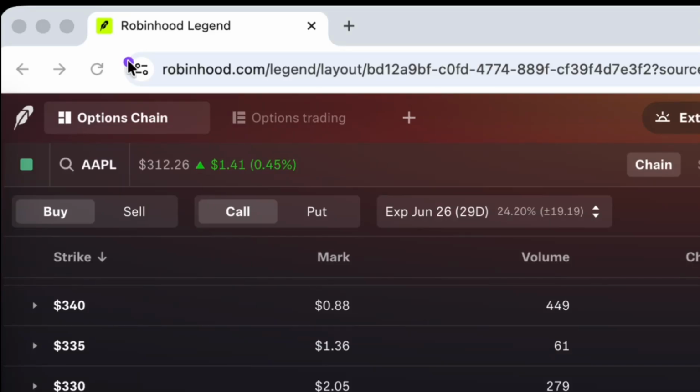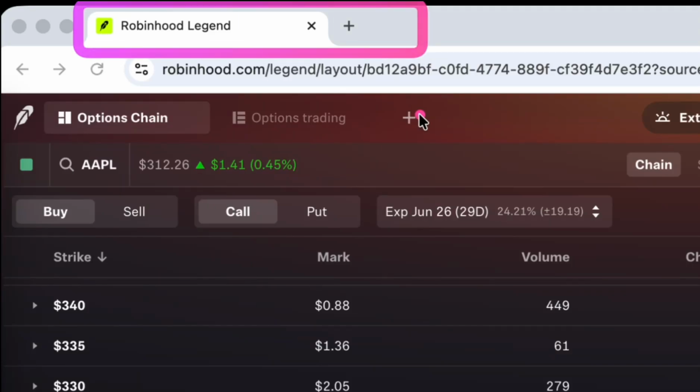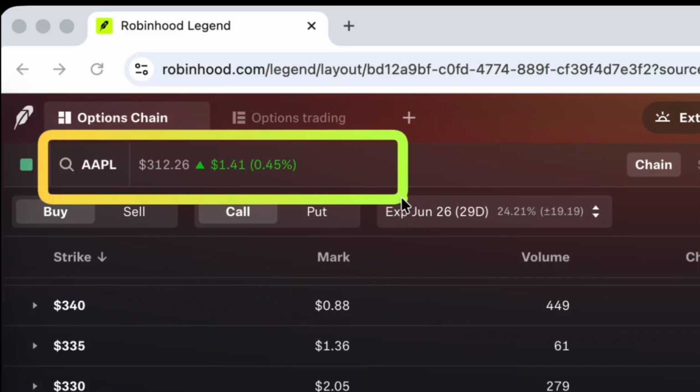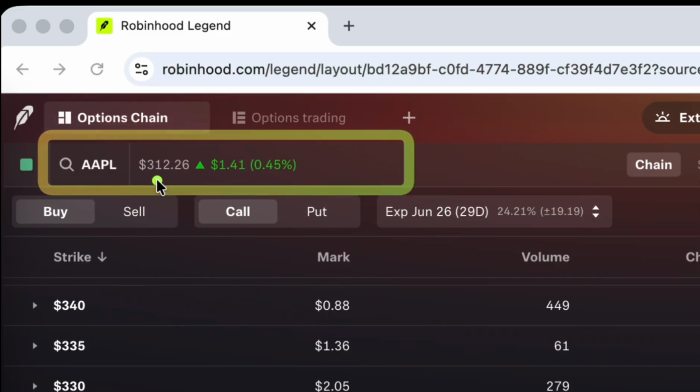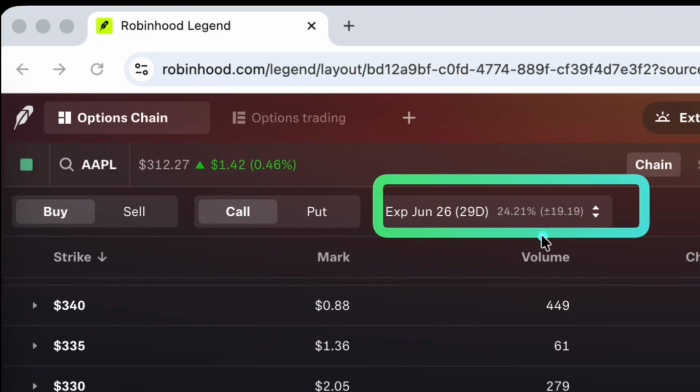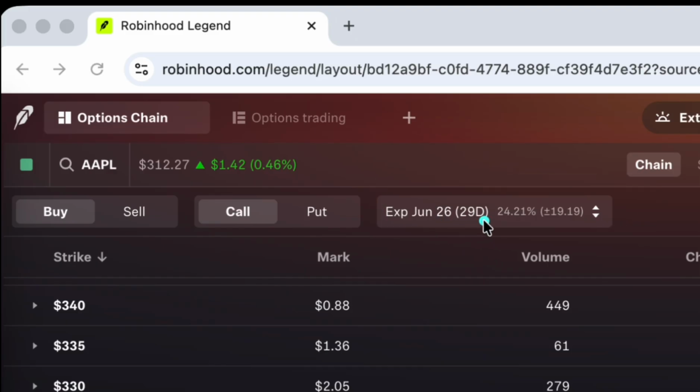Okay, let's see how to look at an option chain. We are in Robinhood and we are looking at an options chain for Apple, which closed today at 312.26. Today's date is May 28. We are looking at calls and we are looking at expiry of June 26, which is 29 days from now.